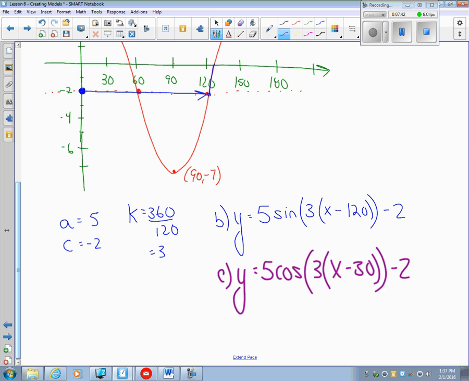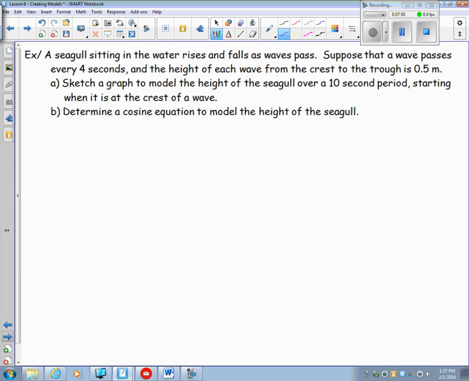Okay, there's our sine curve, there's our cos curve. They're two different equations that represent the same function. They're just out of phase with one another. Okay, last one, word problem, application.